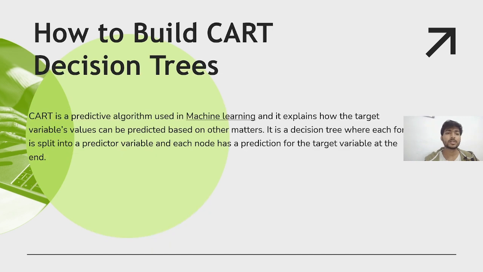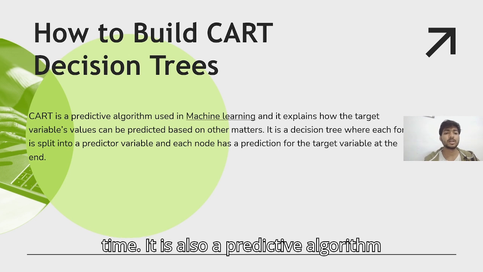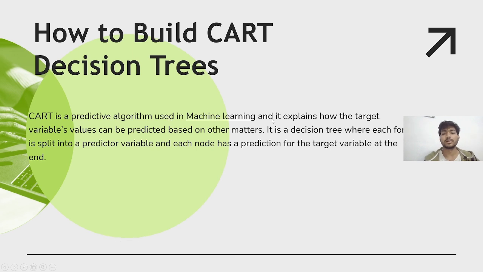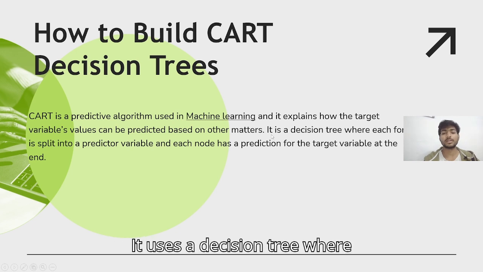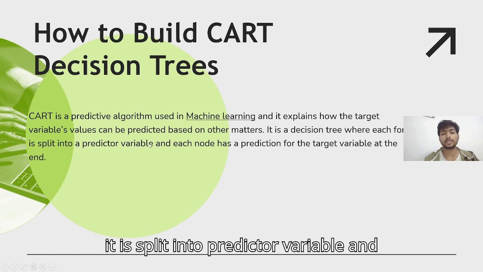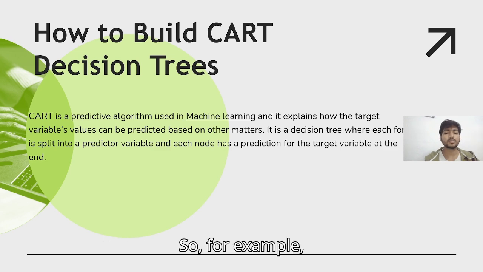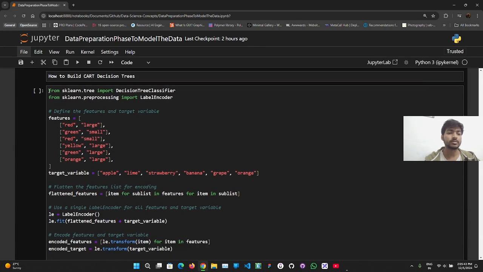Okay, so our next topic is how to build a CART decision tree. CART is an algorithm that uses classification and regression at the same time. It is also a predictive algorithm that can classify or predict a value, and explain how the target variable's value can be predicted. It uses a decision tree, where each node is split on a predictor variable and each leaf has a prediction at the end. So, for example, here is code related to this type of algorithm.